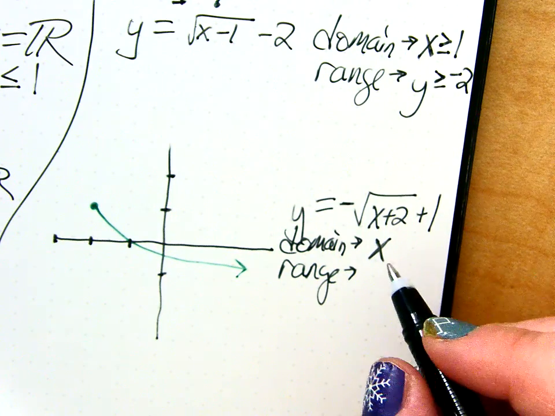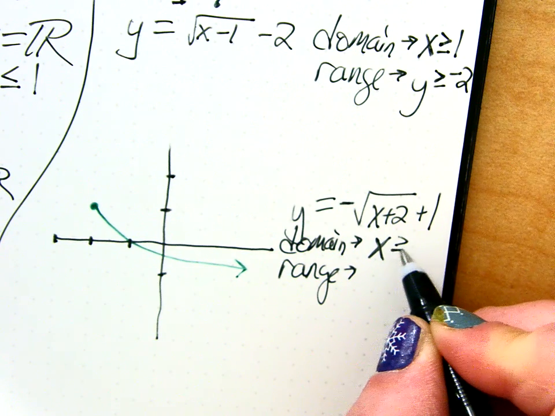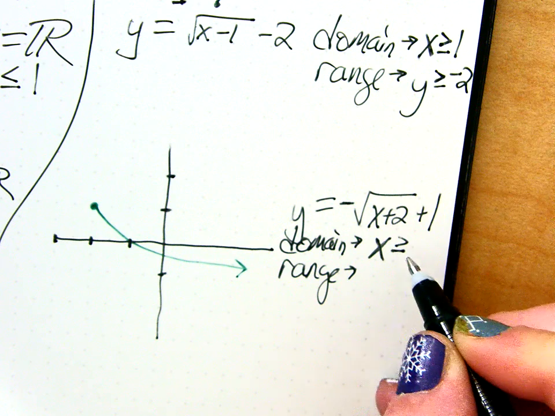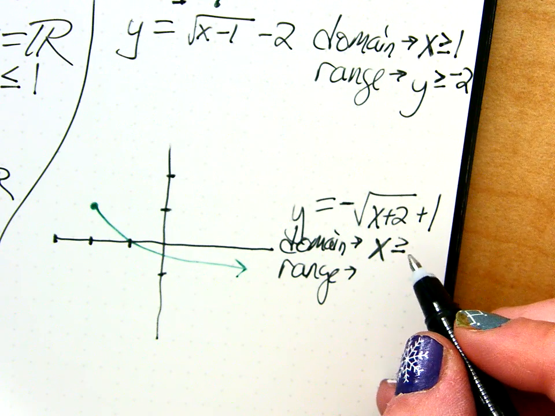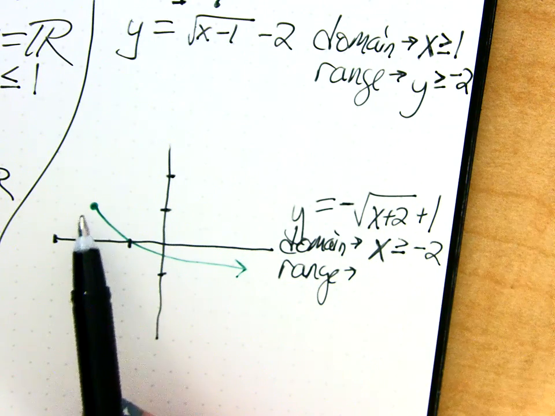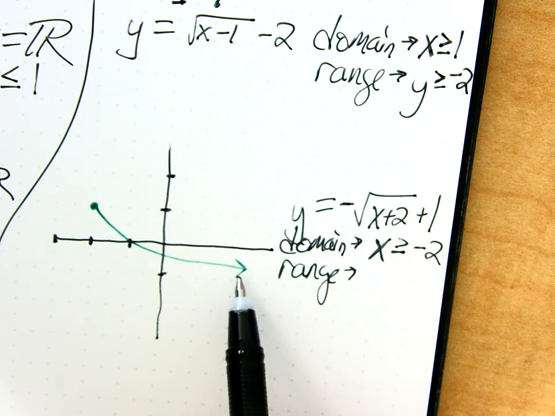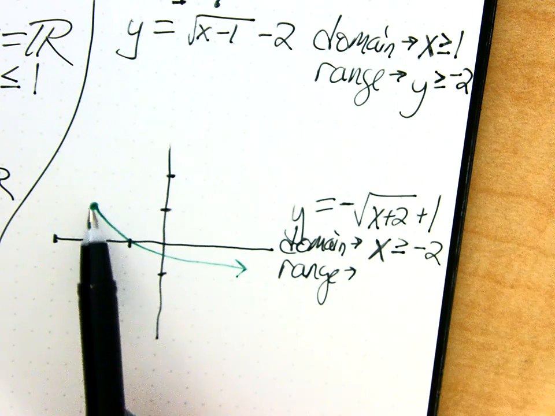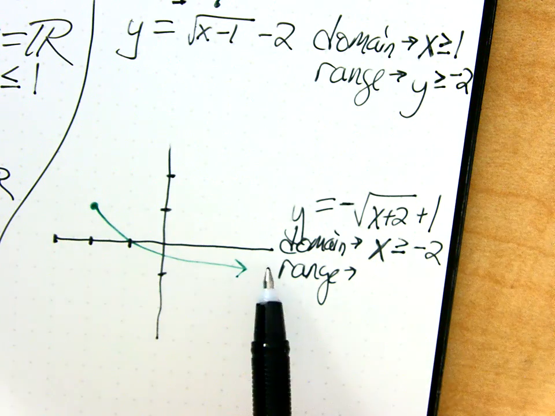Go ahead, Ashley. Greater than or equal to 2. Ooh, you're so close. Negative 2. Negative 2, yeah. My x values start at negative 2, and then I'll get everything greater than that. Right? So just look at where your graph starts. I'm starting in the x values at negative 2, and then I'll go this way.